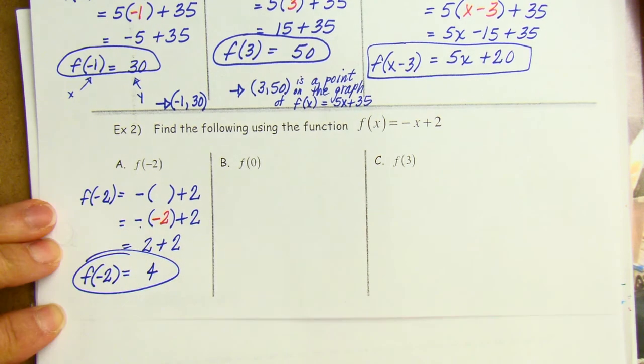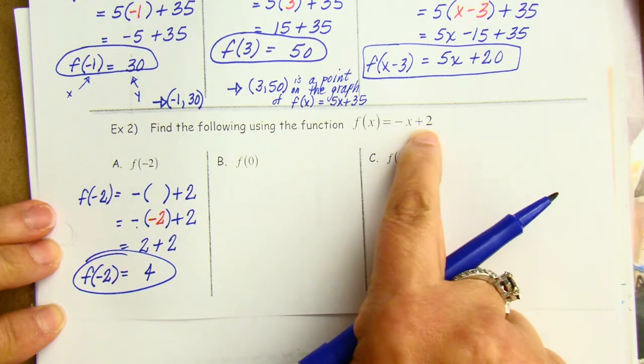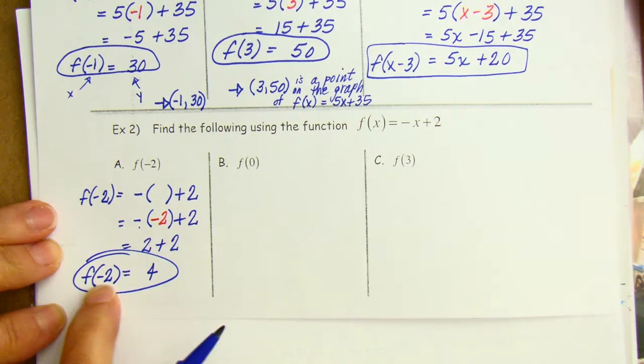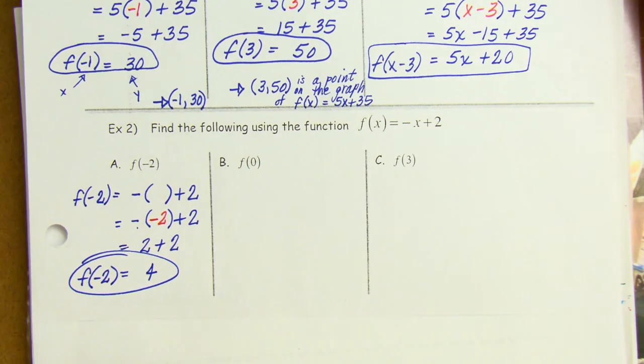My ordered pair on the graph of this function. It is a function. It's linear. It's got a negative slope. (-2, 4) is an ordered pair. It's not really asking me for that, but I'm just giving an extra little bit for that.